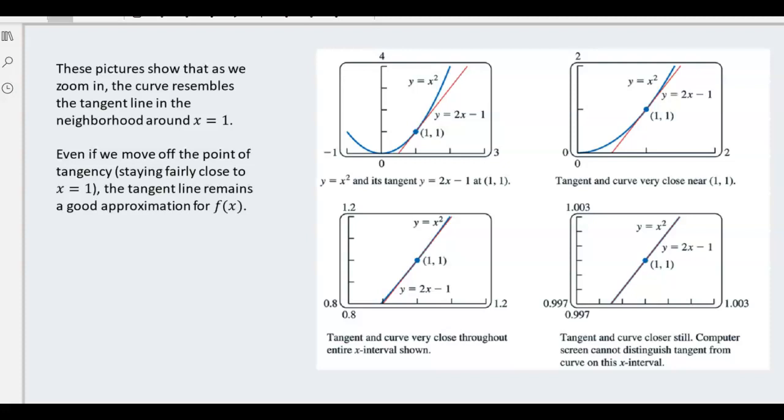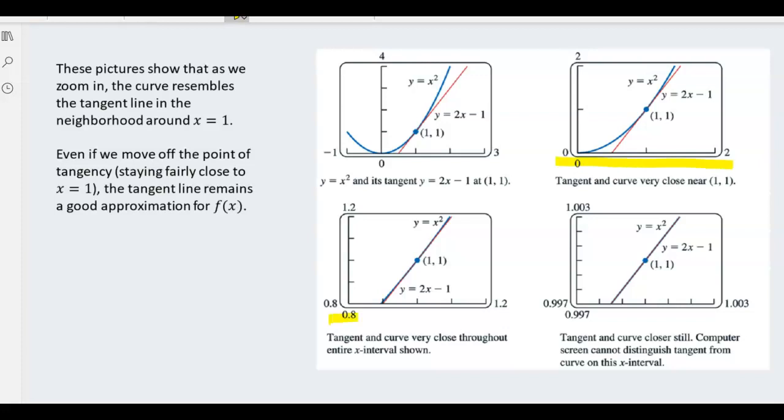x squared. And we can see that at the point (1, 1) in this first picture here, we know that if we took the derivative of x squared, we get 2x. And then using the point slope formula, we'd be able to get this equation for the tangent line. This second picture on the right is the same exact graph, but it's just zoomed in a little bit closer.